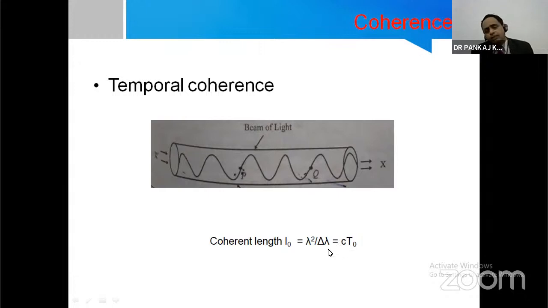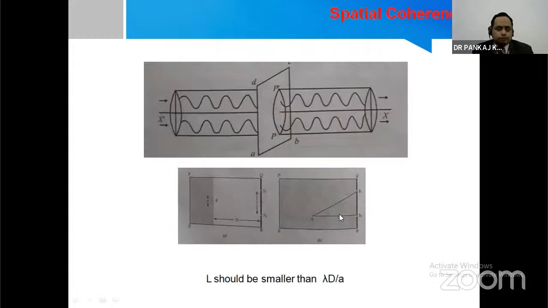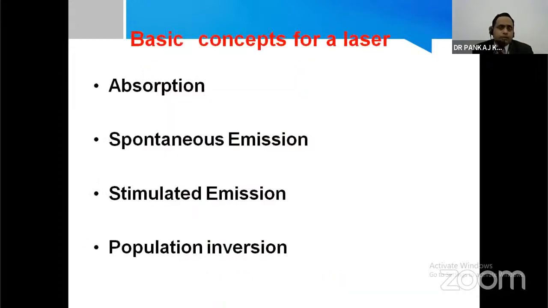What is the delta lambda? Delta lambda is the difference in the wavelength, and lambda square is the square of the wavelength. This is the beam of the light. This is the incident, and at the outgoing parts, the picture shows the temporal coherence. If you see, L should be smaller than lambda D upon A. Here, D is the distance between the source and the screen, and A is the aerial aperture, and lambda is the wavelength of the light coming.